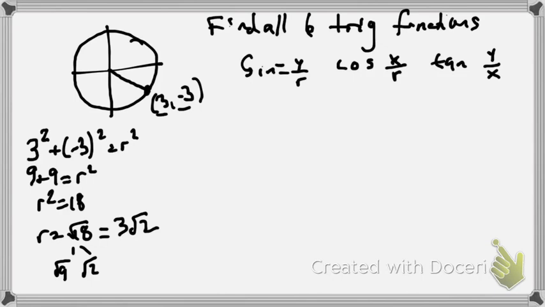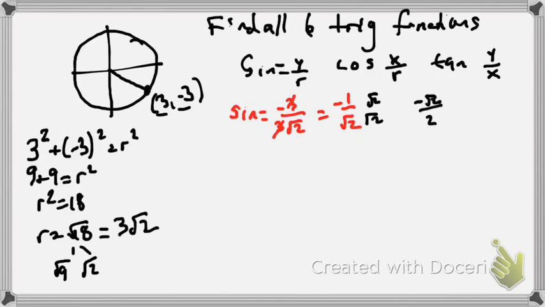So if I want to figure out what these things are, all I'm going to do is plug them in. So I'm going to say sine is equal to the y value, which was -3 over 3 times the square root of 2. I can simplify now, right? I can say 3 and 3 will cancel. So this is saying -1 over the square root of 2, but it's not okay to have a radical in the denominator, so I'm going to multiply it by the square root of 2 over the square root of 2. So this is just going to tell me that it is the negative square root of 2 over 2, right?